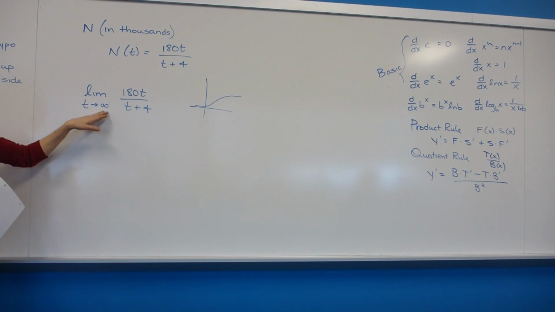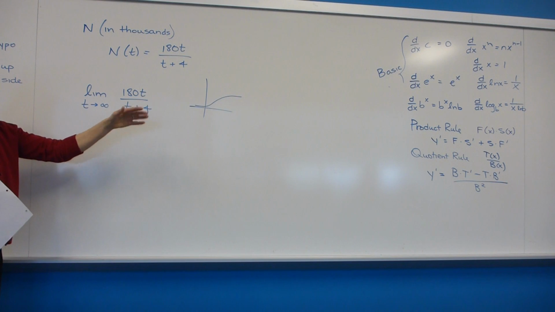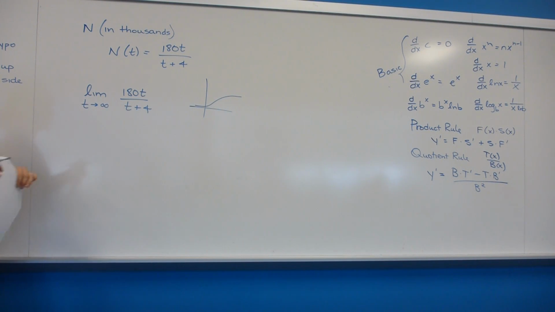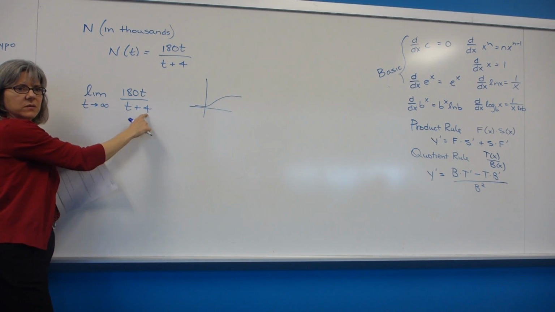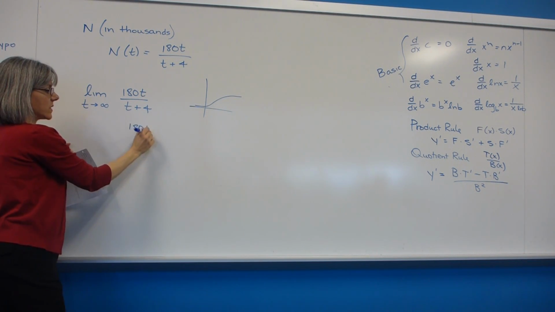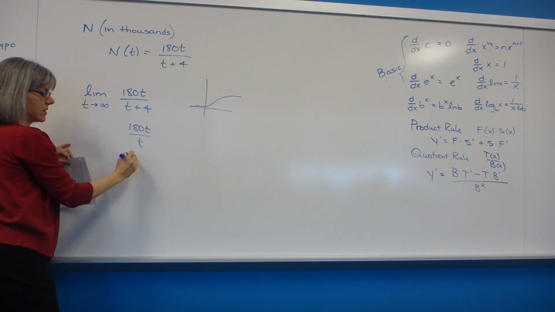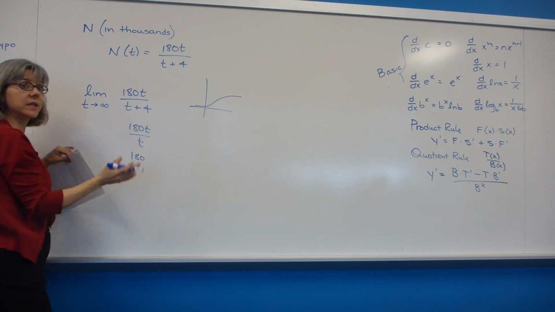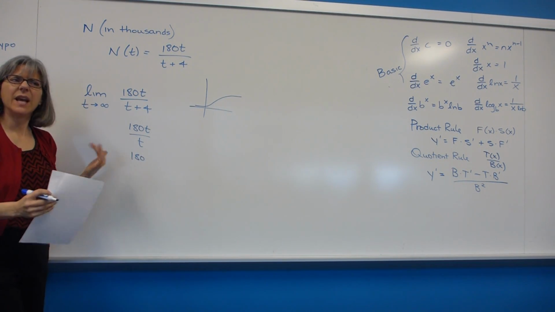When I'm looking at infinity, only then can I disregard the smaller pieces, right? Because infinity compared to 4, the 4 doesn't count. So this is where I look at leading terms. 180t over t is 180. So the limit is 180, or 180,000. That makes some sense, right?